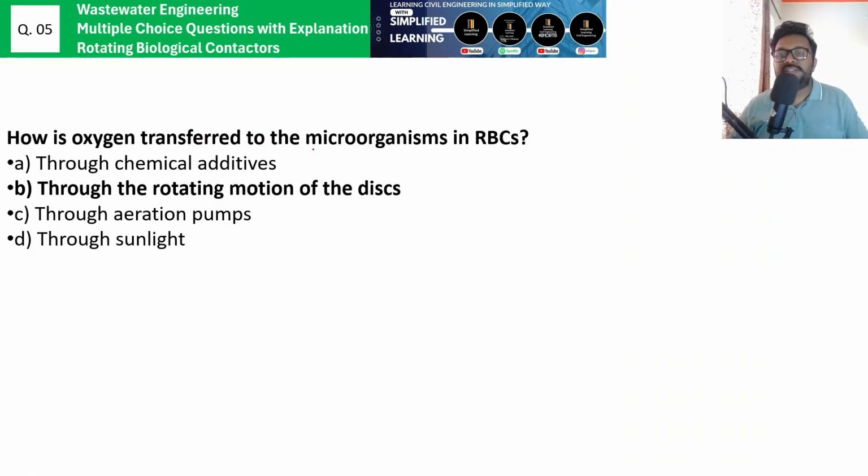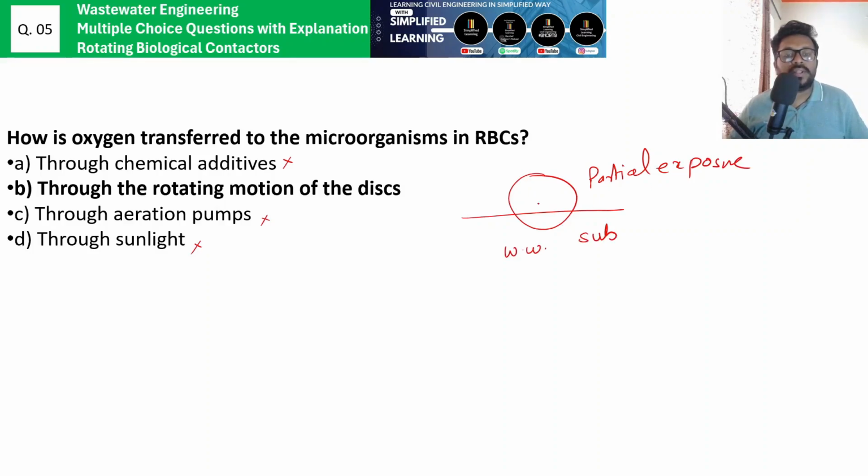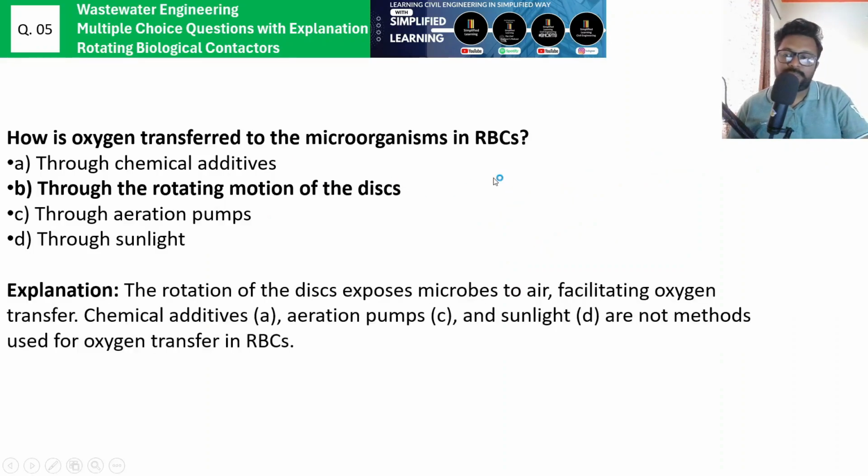Then how is oxygen transferred to microorganisms in RBC? Through chemical additive, no. Through an aeration pump or aeration unit, it is not provided there. Through sunlight, no. Since we are allowing the disc to rotate, it gets partially exposed to the atmosphere. Partial exposure is to the atmosphere, and submergence is in wastewater. These are the two cycles the disc of RBC experiences. Through the rotating motion of the disc, oxygen is transferred to the microorganisms in RBC.